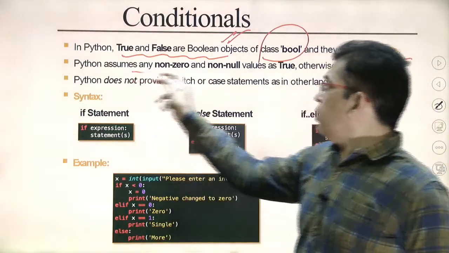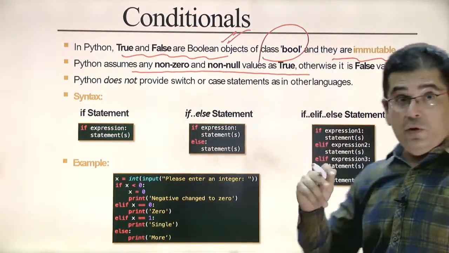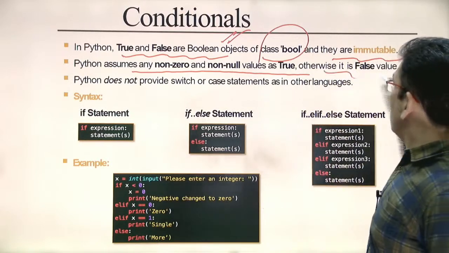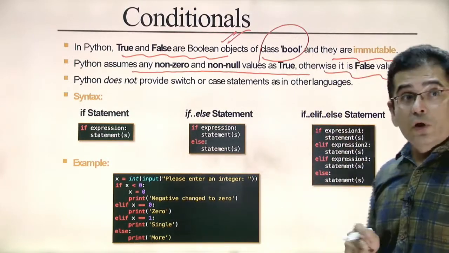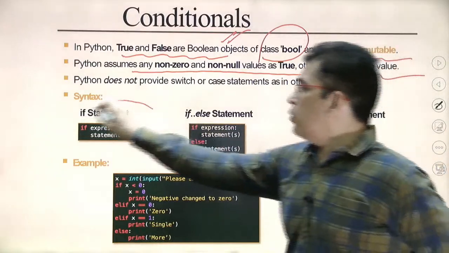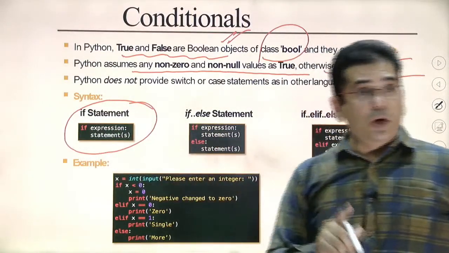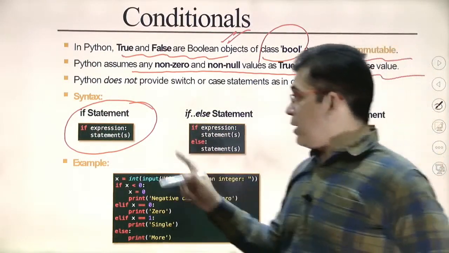Python assumes any non-zero or non-null value as true. Otherwise, zero or null values are treated as false in Python. Here the syntax of the if statement is given. Now you need to take note carefully.